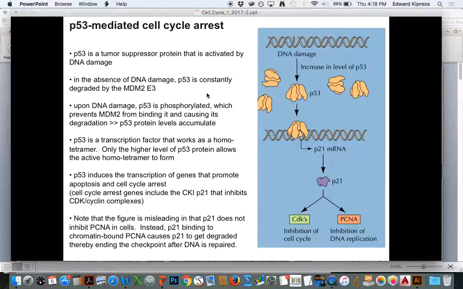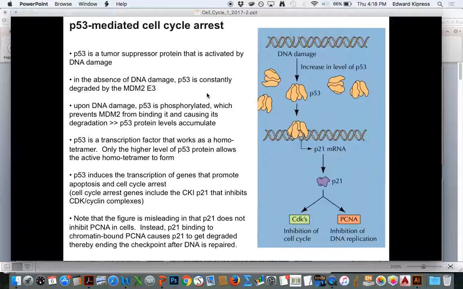All right, so here it's made a tetramer because there's DNA damage, and now it turns on transcription. It's going to turn on a lot of genes that help repair the damage, like a lot of repair proteins. But it's also going to stop the cell cycle, and the way it does that is by making a CDK inhibitor. Remember, this is the protein that binds the CDK cyclin and inhibits it, called P21, and that's going to bind CDKs and inhibit them.